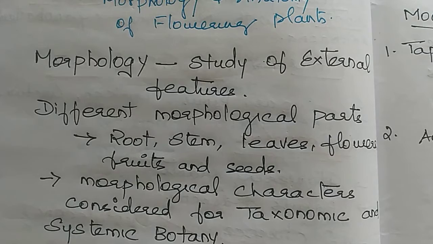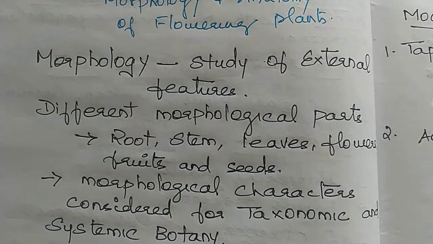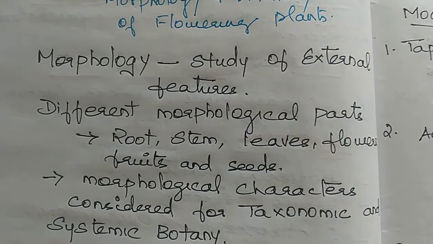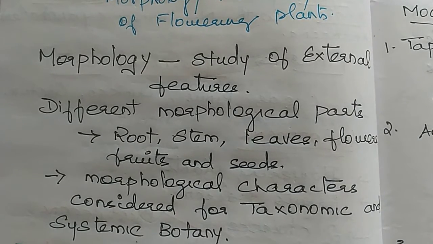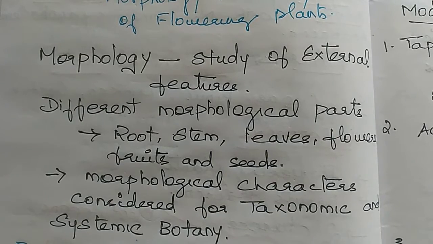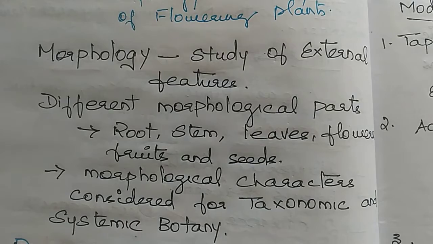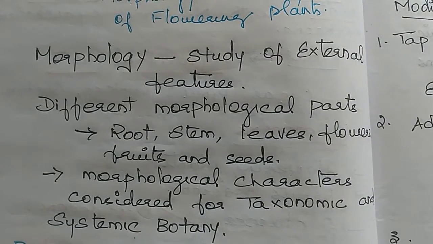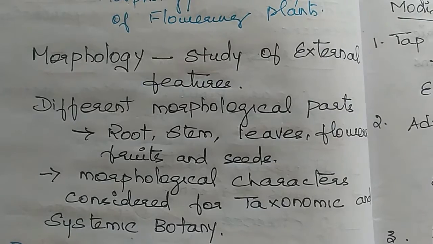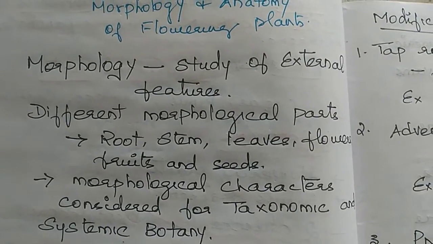And how will you define morphology? The study of external features of any organism is termed as morphology. So here in plants, what are all the different morphological parts? The roots, stem, leaves, flowers, fruits and seeds. They are the different morphological parts of a plant. And these morphological characters are considered for taxonomic and systematic botany in order to identify and classify the plants.